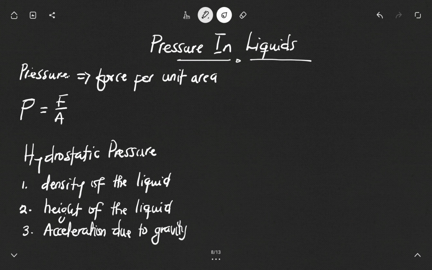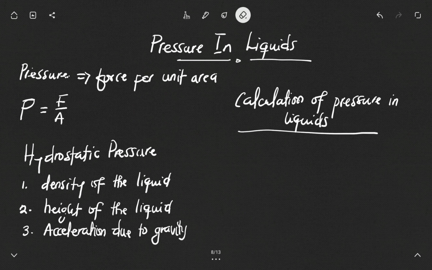So the pressure in a liquid depends on the density of the liquid, the height of the liquid in the container, and lastly the acceleration due to gravity. Now let's consider how the pressure depends on the density, the height, and the acceleration, whether it is directly proportional, inversely proportional, or how they relate to each other. Let's look at that. So we want to talk about the calculation of pressure in liquids.